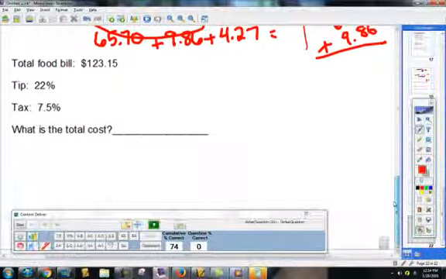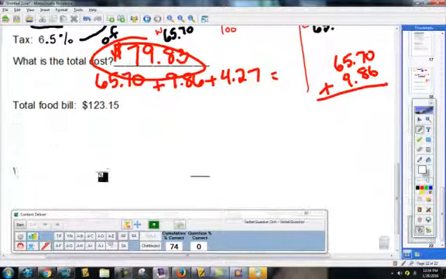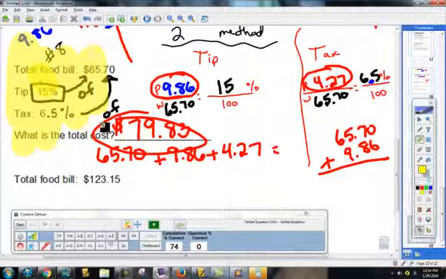Now, real quick here. I just want to make sure everybody's clear on this. There will be one exactly like this on the summative. I mean, like identical. Different numbers, but identical concept. You'll have a food bill, a tax, and a tip. You have to find the total cost. It'll look just like that.